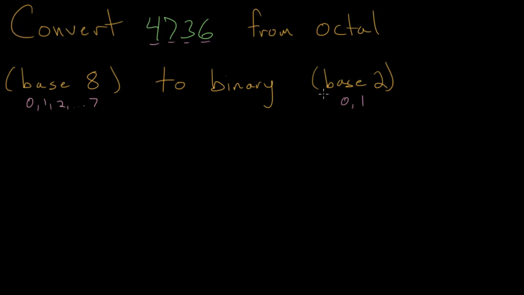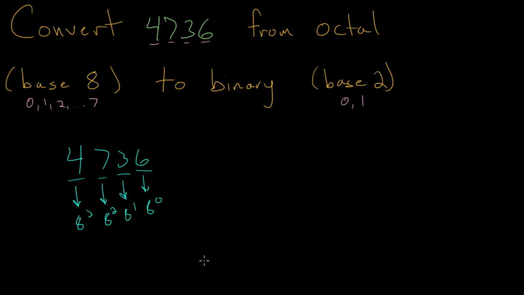So for this number, let me just rewrite it. We have 4,736, and let's just think about what each of these places actually represent. This is the ones place, or the 8 to the 0 place. This would be the 8 to the first power place. This is the 8 squared place, or the 64's place. And this is the 8 cubed place, or the 512 place.